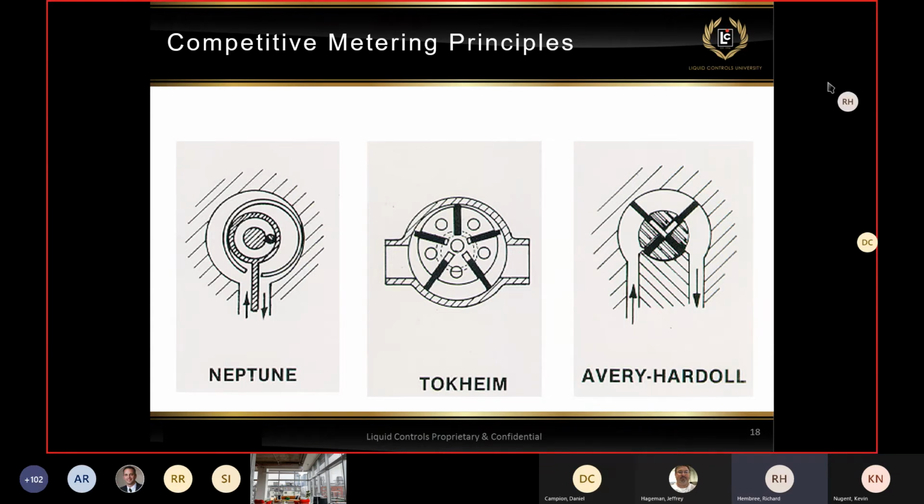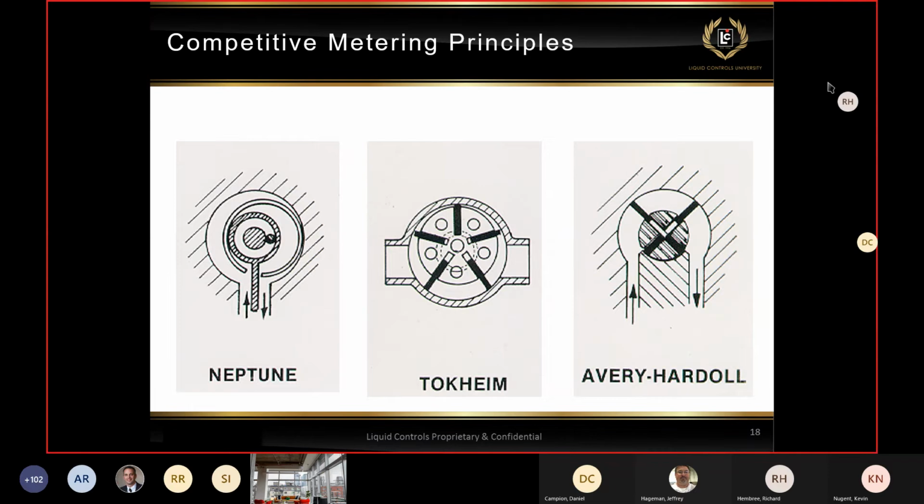Okay, thank you, Kevin, and thank you, Rick. The next session that we want to go through here is competitive metering principles. Now, we've associated some common names with these different principles, but it's really the metering principle we want to talk about. And sometimes the best way is to know how these different products work, how they measure the liquid like we do, or try to do like we do. And then you can have a better understanding why we're better.